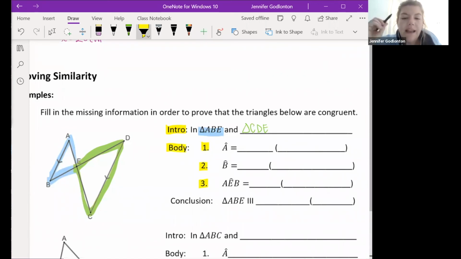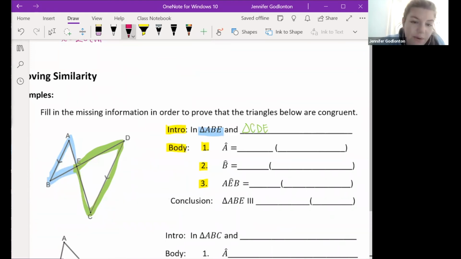Now in similarity, remember we only have 2 different cases. Either we can prove that all of their angles are the same, or we can prove that their sides are in proportion. If we have a look here, they haven't given us any sides, which means we have to prove AA. So we have to prove that all 3 of these angles are the same as each other. So let's look at how we would go about that.